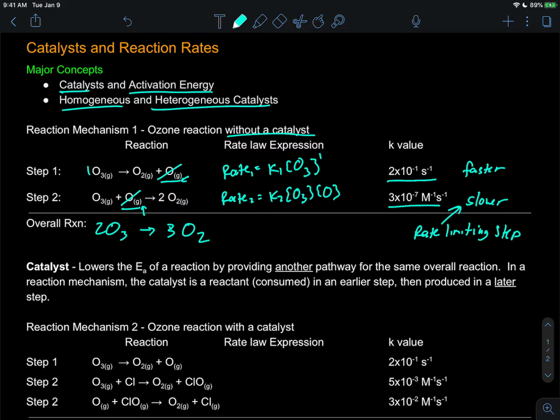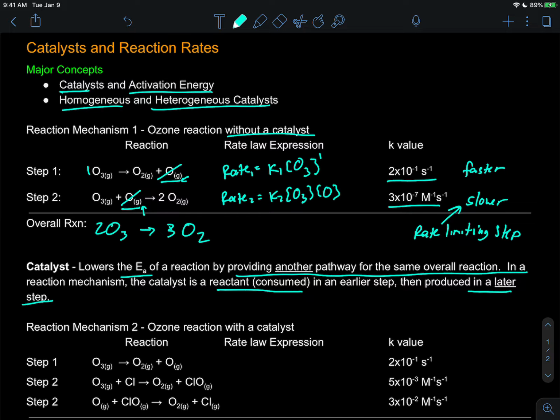Now, what we're going to notice is that if a catalyst gets introduced into this, we're going to see how it affects our rate and why it affects our rate. So a catalyst is going to lower the activation energy, or this barrier of potential energy that needs to be met, by providing another pathway for the same overall reaction. And in a reaction mechanism, a way that we can observe this is that a catalyst is a reactant or consumed initially and then produced in a later step.